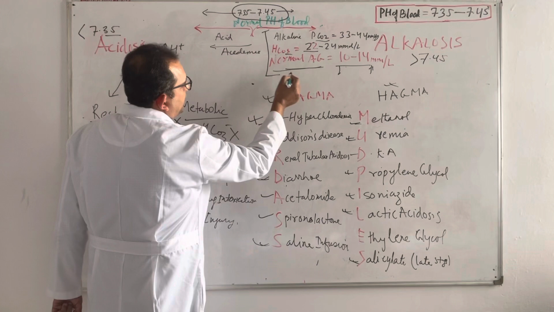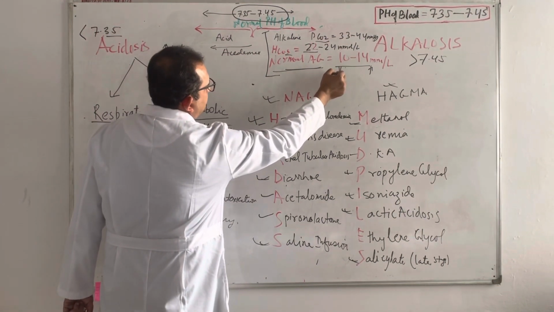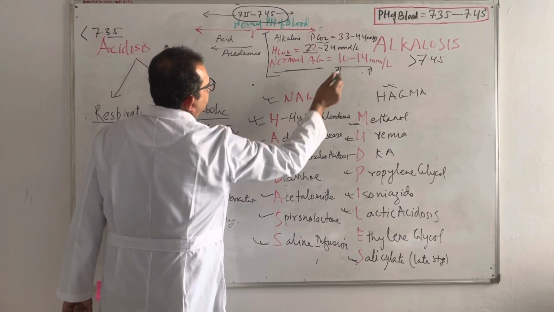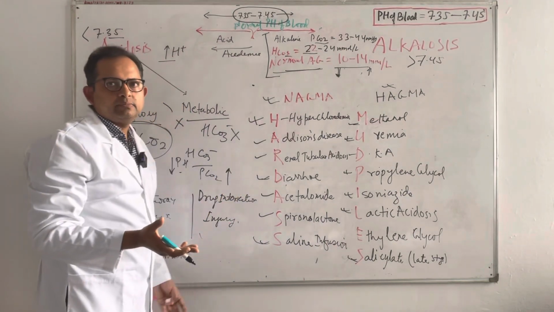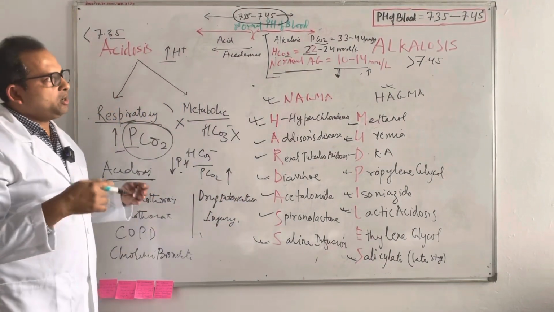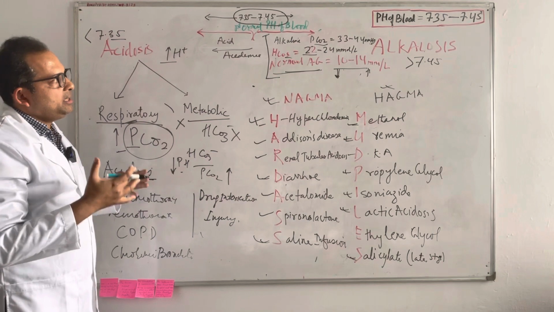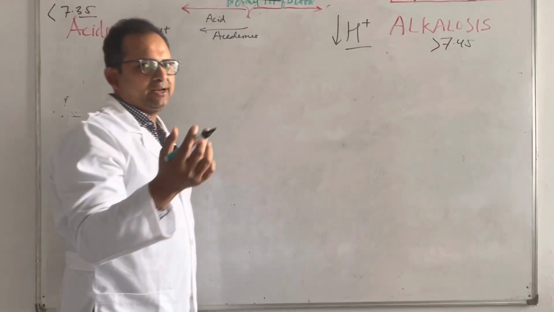Then we will look for the anion gap. If less than 10, normal anion gap, more than 14, high anion gap. I hope things are clear. Now we are moving towards the alkalosis. We are going to discuss the alkalosis now.